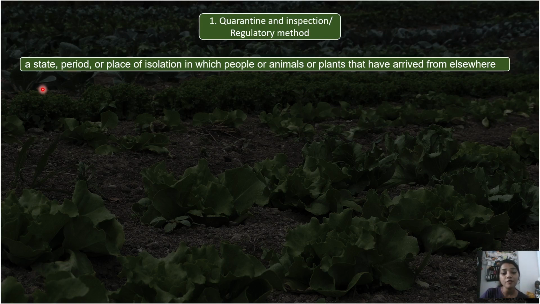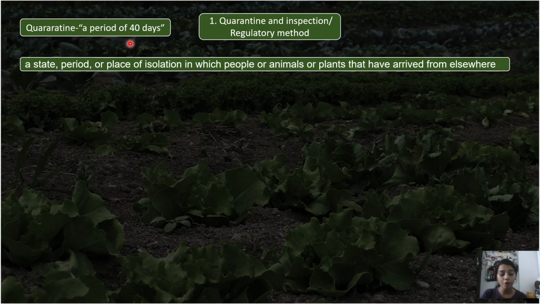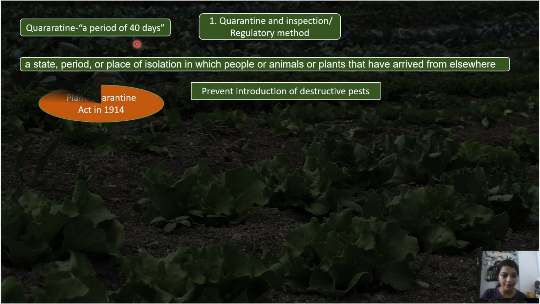For that, first of all we need to understand what quarantine is. Quarantine is a state, period or place of isolation in which people or animals or plants that have arrived from elsewhere are kept isolated, right? So quarantine is now a very common term. We all have learned what quarantine is because of the COVID situation. Earlier, quarantine literally meant a period of 40 days. So anything that had come from outside was kept in isolation for a period of 40 days.